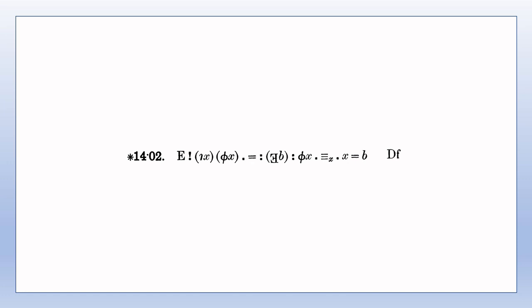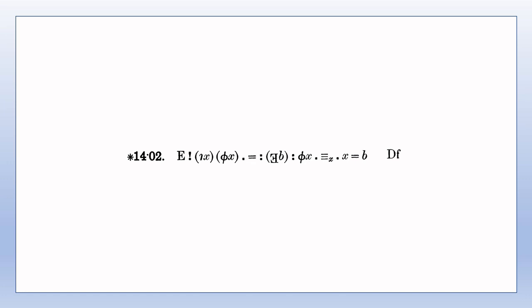Now suppose we have exactly one value of x, say a, which satisfies phi x. Then clearly phi a is equivalent to a equals a is true. But in the case where x is c, with c not equal to a, then phi c is equivalent to c equals a is true, since phi c is false, and c equals a is false. Therefore, the formal equivalence of phi x and x equals a is true, and thus there is a b for which the formal equivalence of phi x and x equals b is true, namely when b is a.